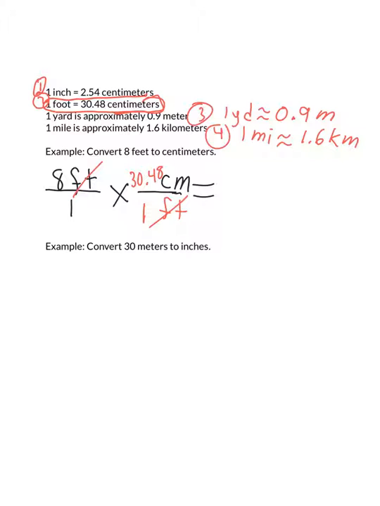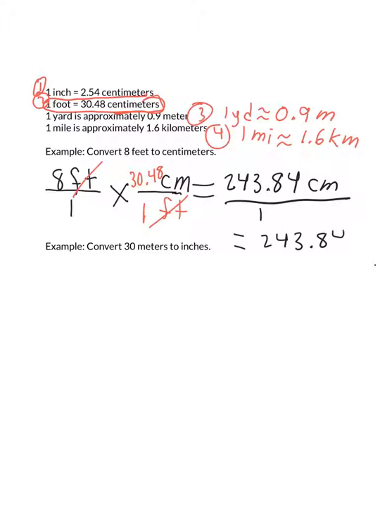Now step 3, multiply out. On top, 8 times 30.48 centimeters would be 243.84 centimeters. On the bottom, 1 times 1 is obviously 1. So I'm going to do 243.84 divided by 1, which is again 243.84 centimeters as the final answer to the first example on this slide.